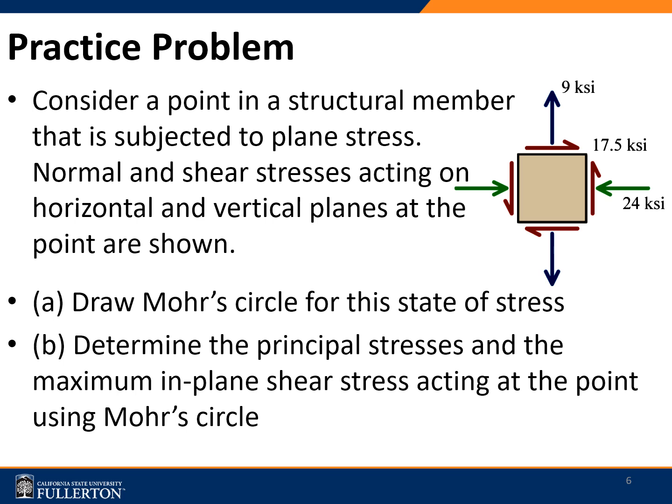Let's work on a practice problem. Consider a point in a structural member that's subject to plane stress as shown in the figure on the right. We can see the two normal stress components and the shear stress component. We are asked to draw a Mohr circle for this particular state of stress and then determine the principal stress and the maximum in-plane shear stress acting at the point using the Mohr circle method.